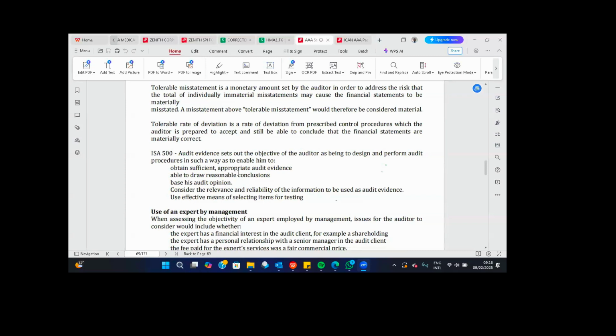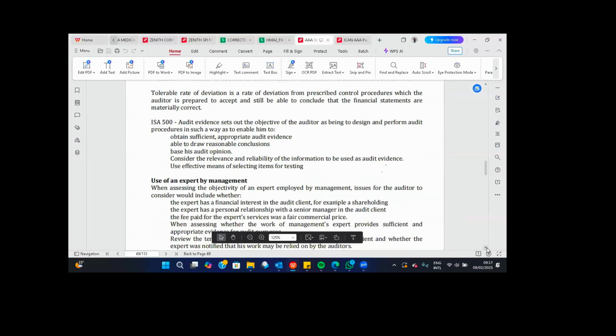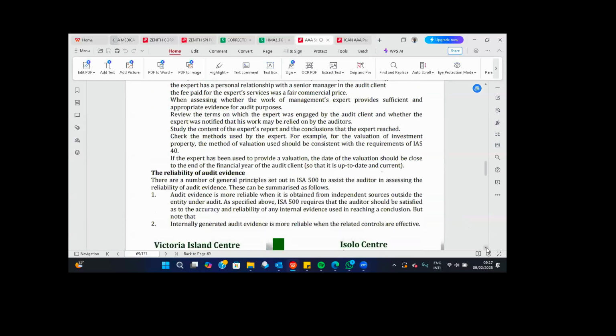Mind you, appropriateness is further divided into two. There are other two characteristics of appropriateness. We have relevance and what? Reliability. What is relevance? Relevance is the ability of information obtained to be related to that particular engagement. You're able to obtain information that is related to that particular engagement. That is relevance. Then reliability is talking about the source of the information. How credible is the source of the information?